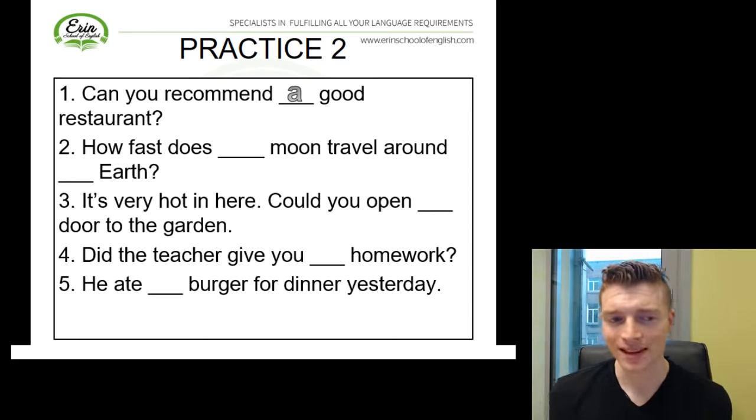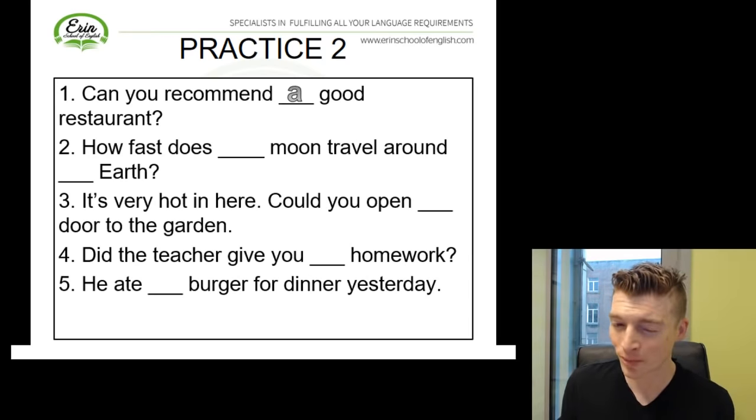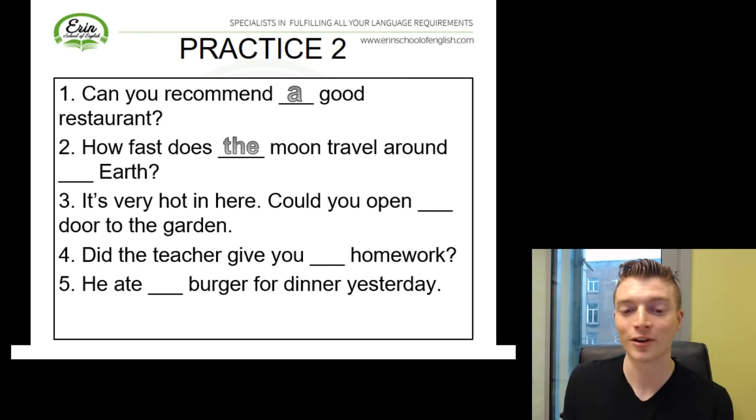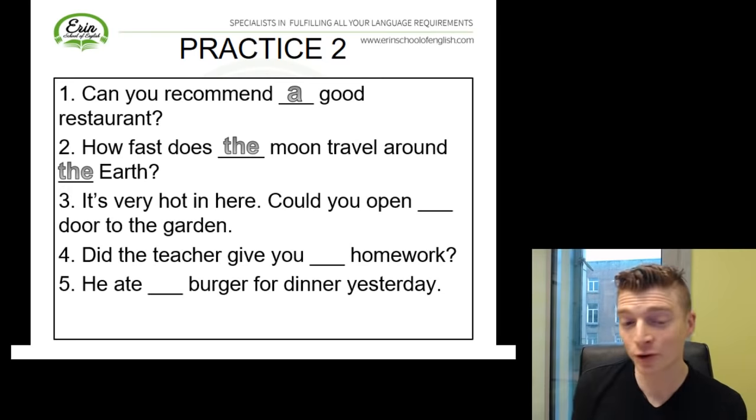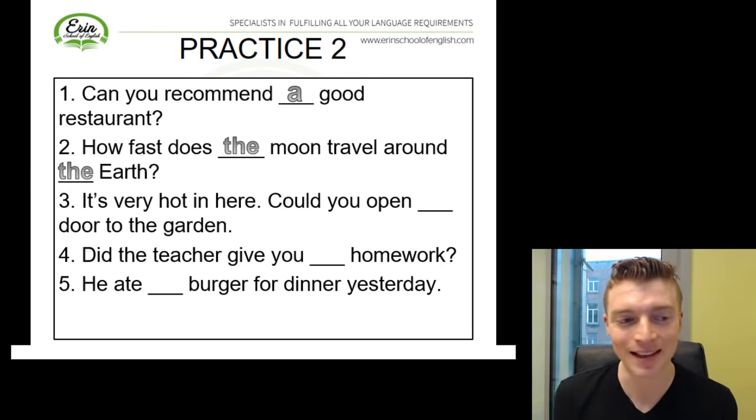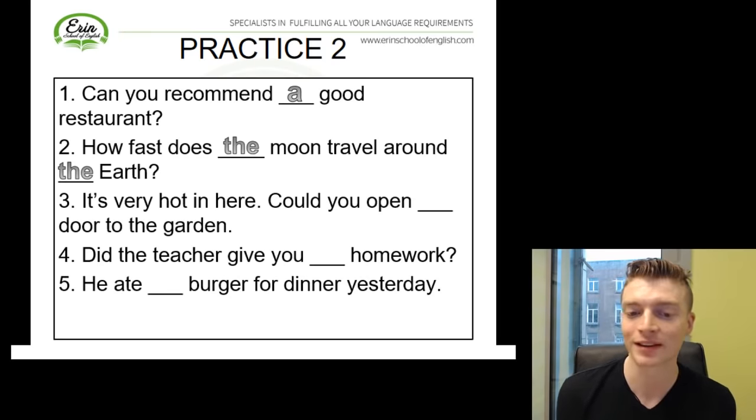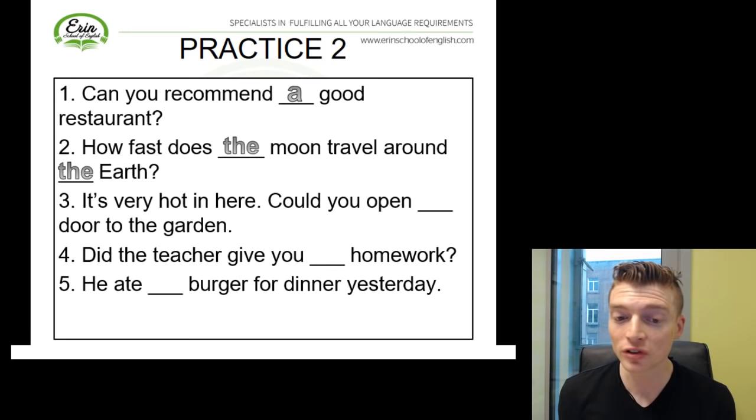Number 2, how fast does, can you remember the rule? There's only one moon, there's one earth, so we usually use "the" when there's only one of something. So how fast does the moon travel around the earth? You may notice the pronunciation changes a little bit with earth here. The reason is if we have a noun that begins with a vowel sound and we're using the definite article before it, we usually pronounce it "thee" earth.